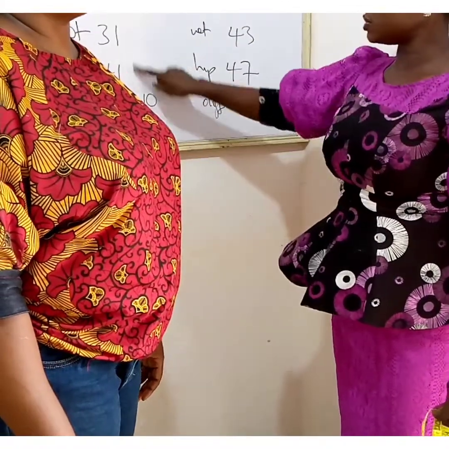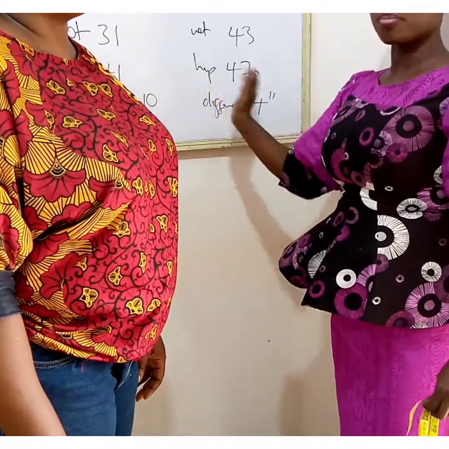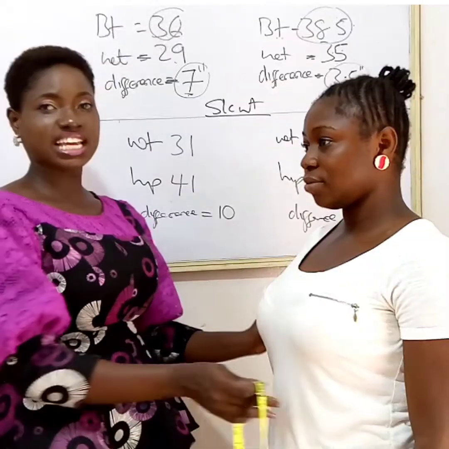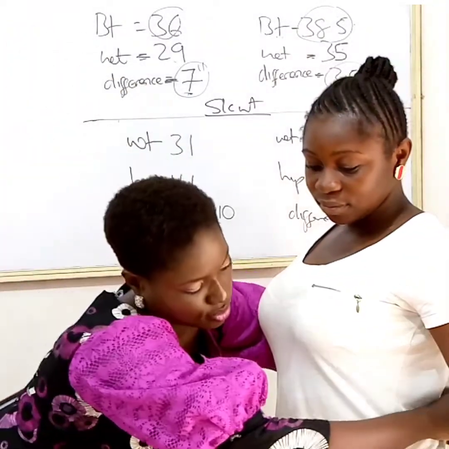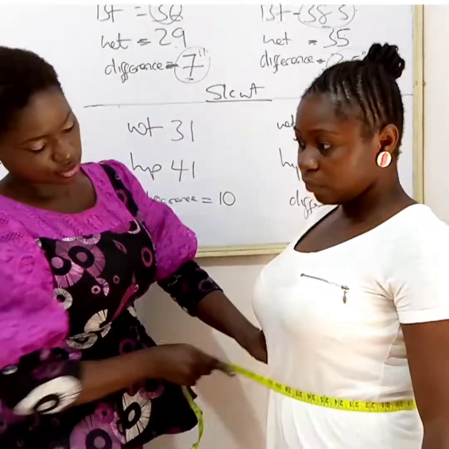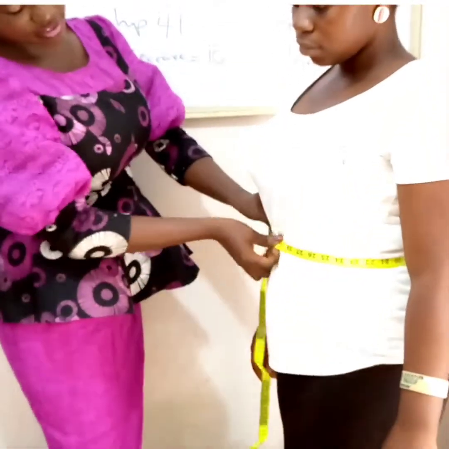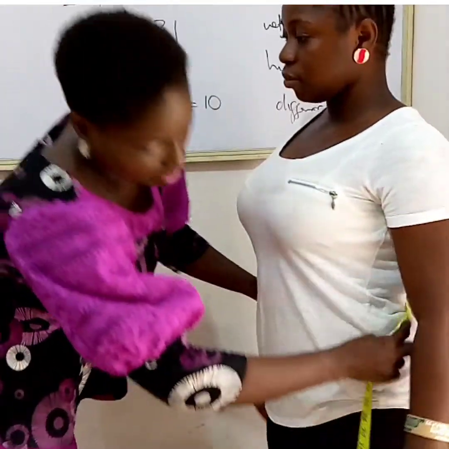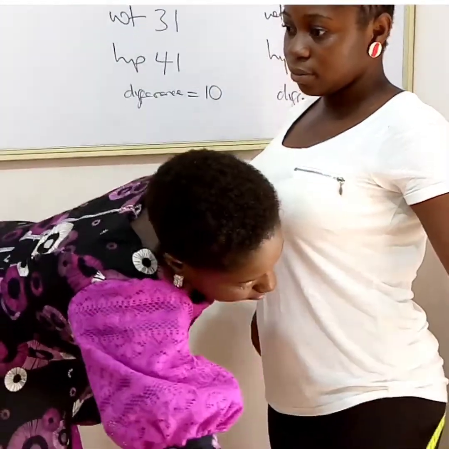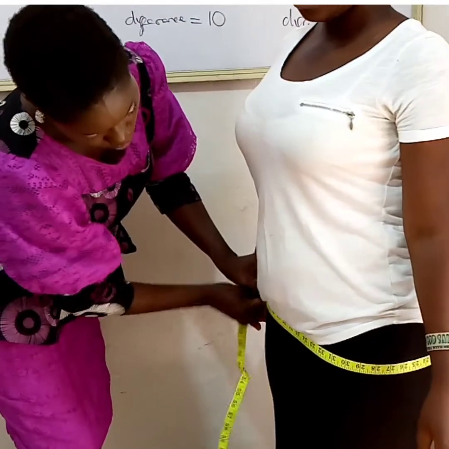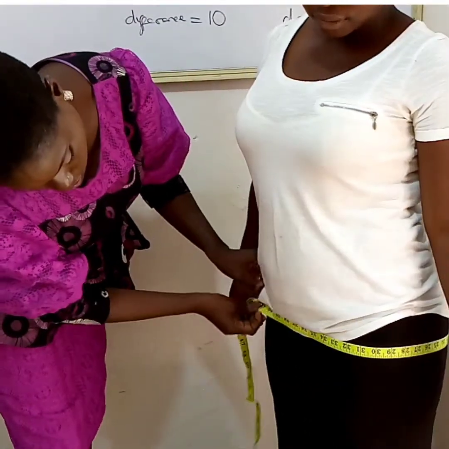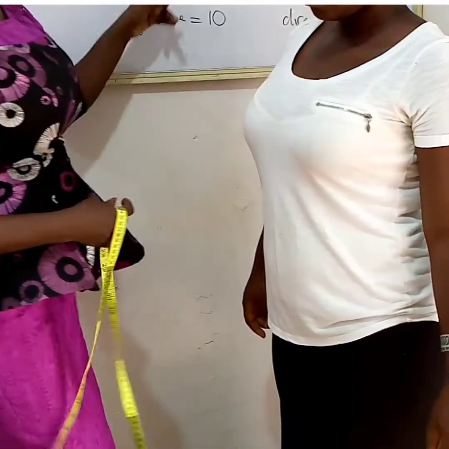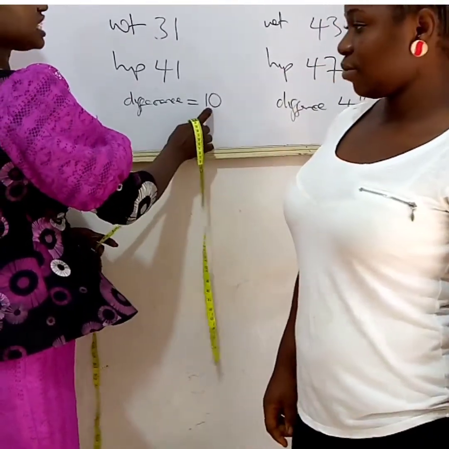So we're going ahead to check this other person's measurement. We will compare who has the larger hip than the other person. So checking her own measurements now. At the waistline, we are having 31, which is what we have. And at the hip line, we are having 41, which is what we have here, and that is giving us a difference of 10 inches.